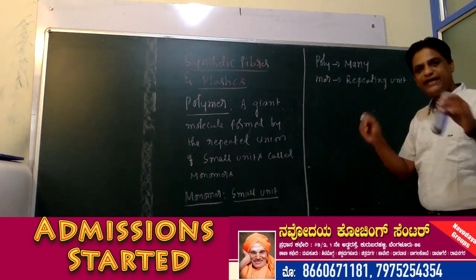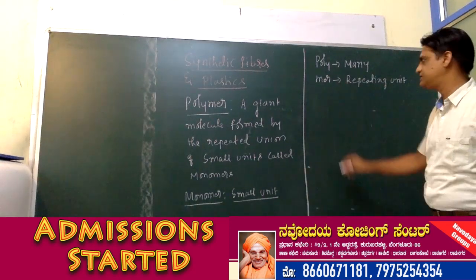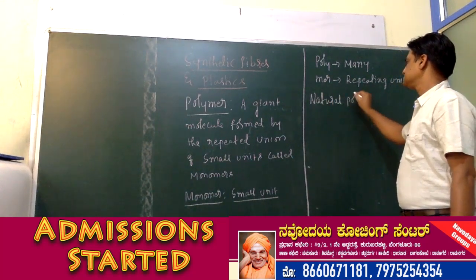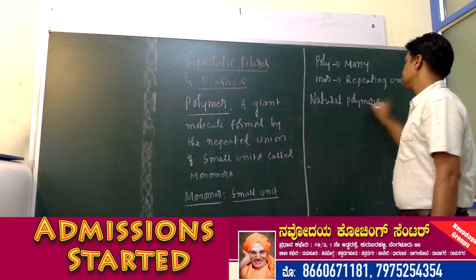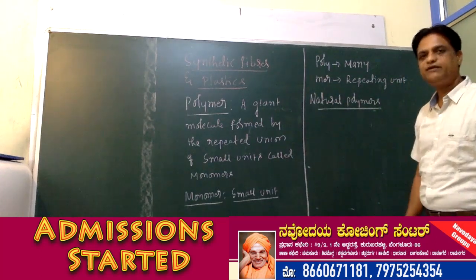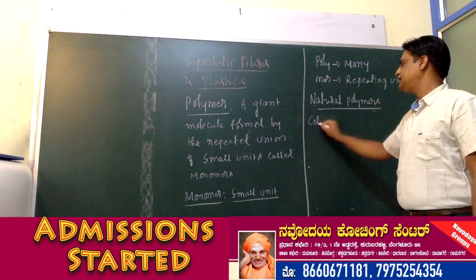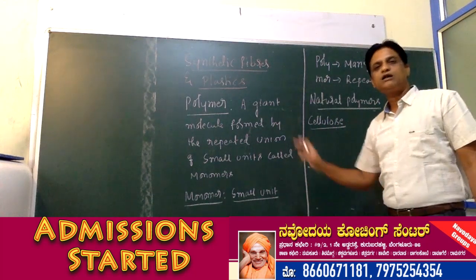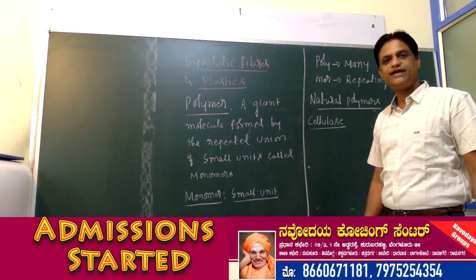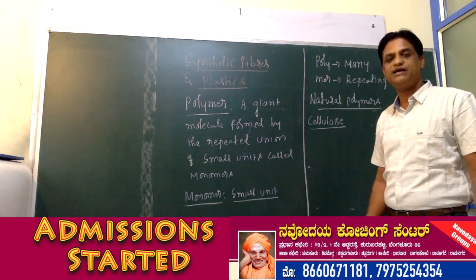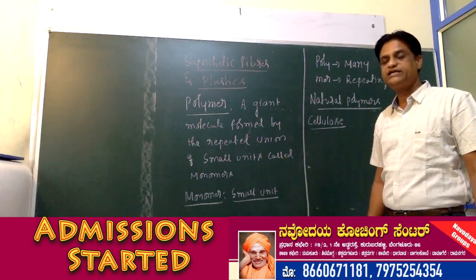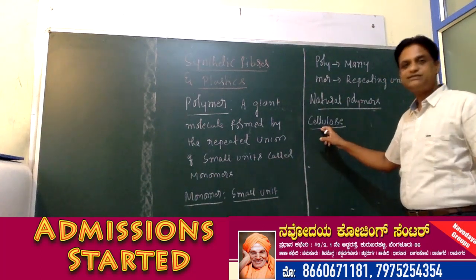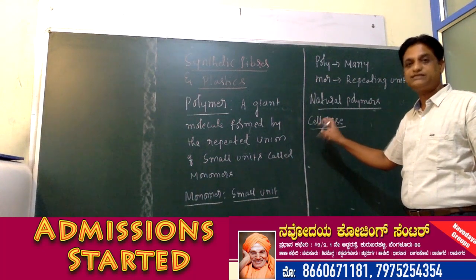Okay. So again, polymers are of two types. Natural polymers: polymers which are found in nature. For example, cellulose. Cotton contains cellulose. So cellulose is a polymer. I think in biology you have studied that the cell wall is made up of a complex structure called cellulose.